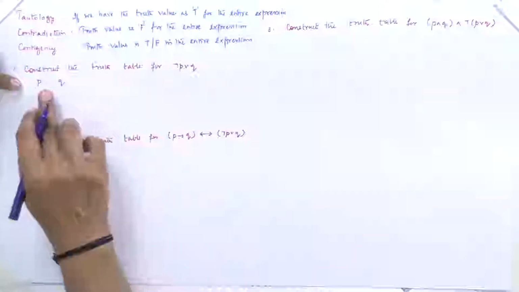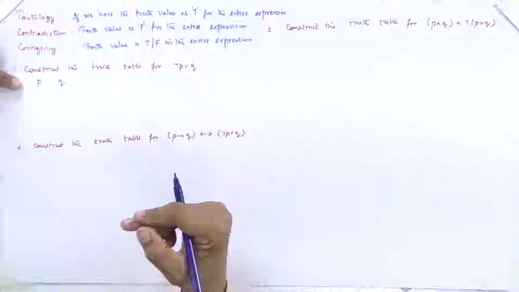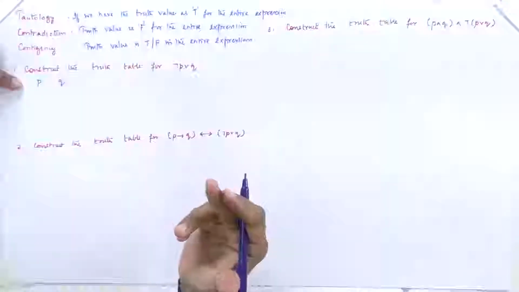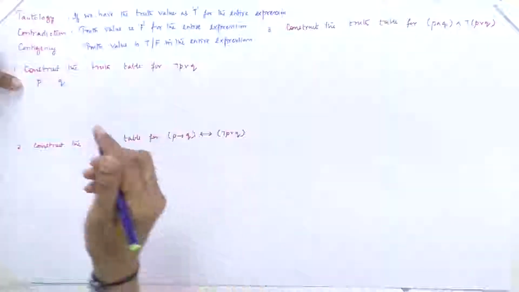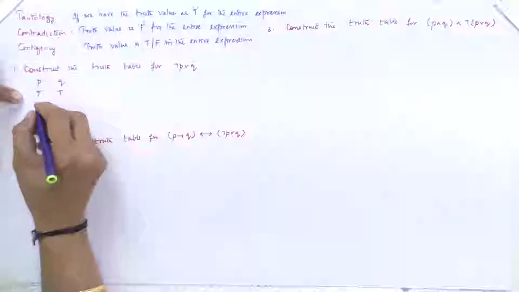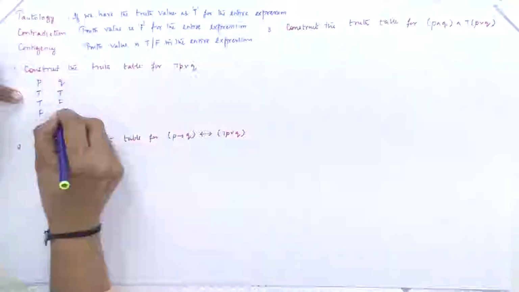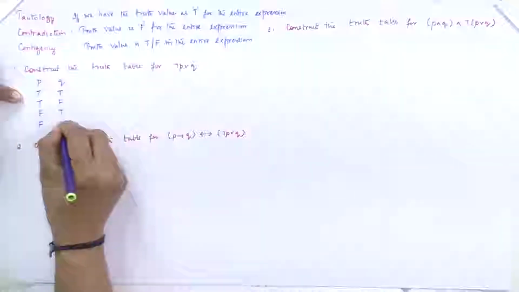And now, whenever I have 2 variables in the statement, how many rows do I have in my truth table? It is 2 power n. So, 2 power 2, 4 rows I will have. So, what are all the possible truth values? You all might have studied this in digital electronics, that is TT, TF, FT and FF, right.